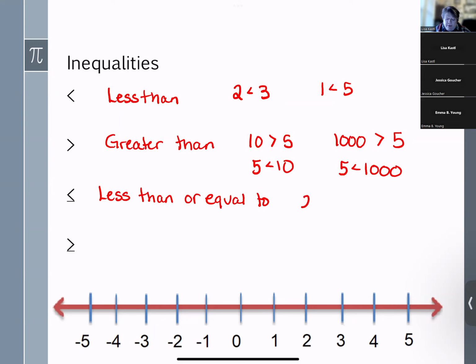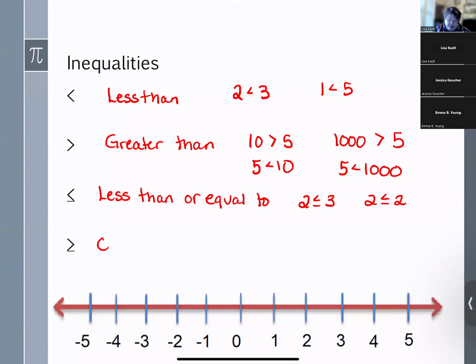So you could write 2 is less than or equal to 3. That is true. 2 is less than 3. So it satisfies that less than quality of that inequality. Or you could write 2 is less than or equal to 2. That is true. 2 isn't less than 2, but 2 is equal to 2. So is it less than or equal to? Yes, because 2 is equal to 2.